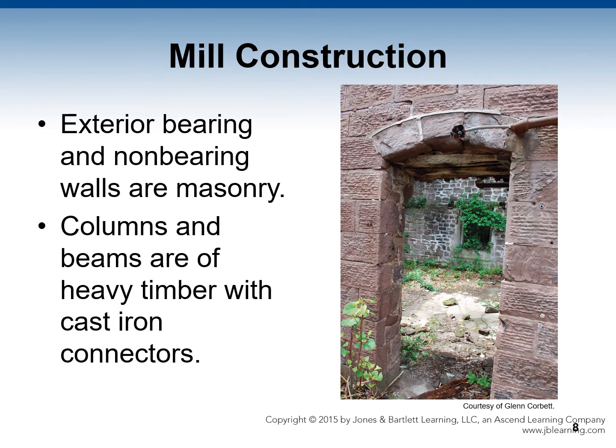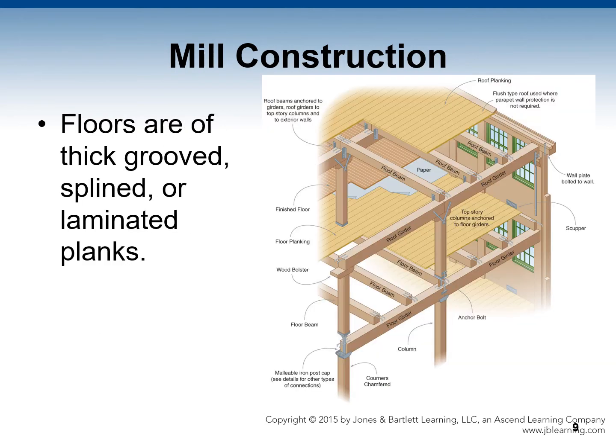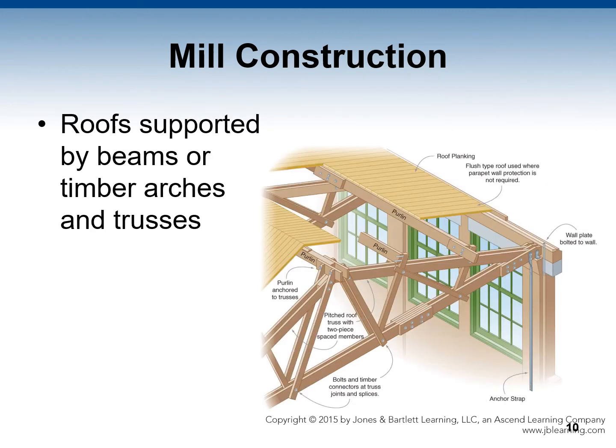With mill construction, you have exterior bearing and non-bearing walls that are solid masonry. Columns and beams are of heavy timber with cast iron connectors used to cover joints where fire might obtain a hold. The chambered columns have beveled corners for exactly the same reason. Floors are of thick grooved, splined, or laminated planks. Roofs of thick, splined, or laminated planks are supported by beams or timber arches and trusses.